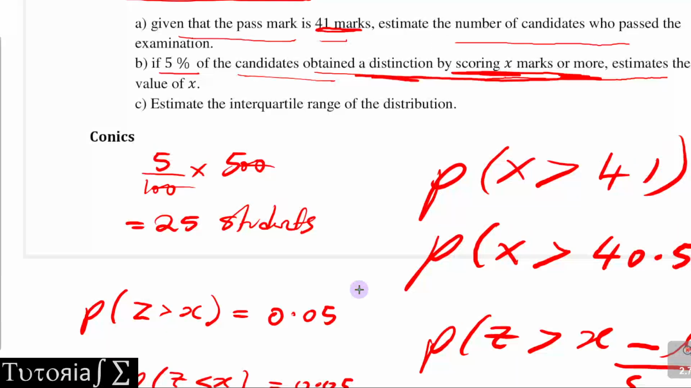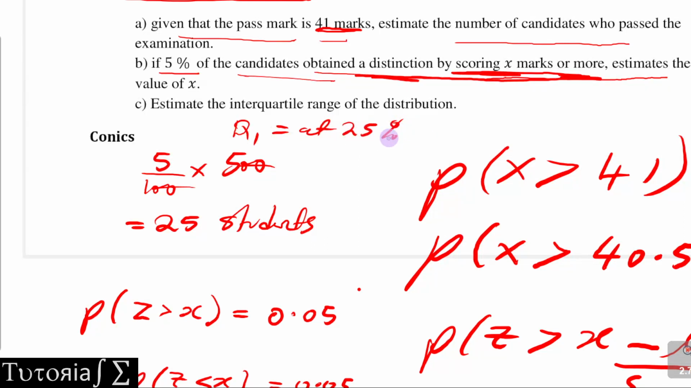All right, so estimate the interquartile range. So it is a question of how do you find the interquartile range. So that is the upper quartile, and the first quarter is 100 divided by 4. So the first quarter is 25%. So quarter 1 is at 25%.